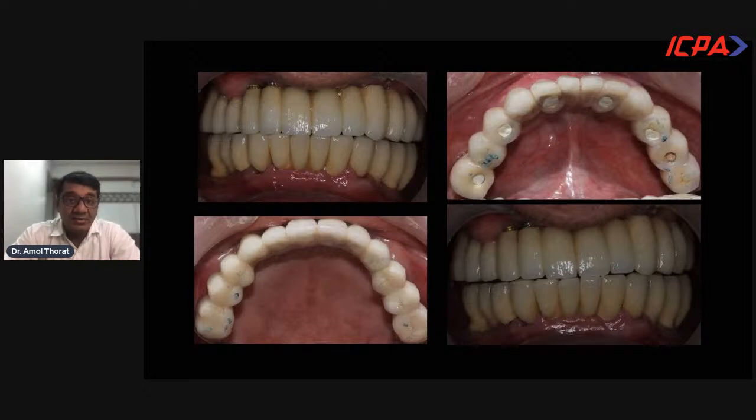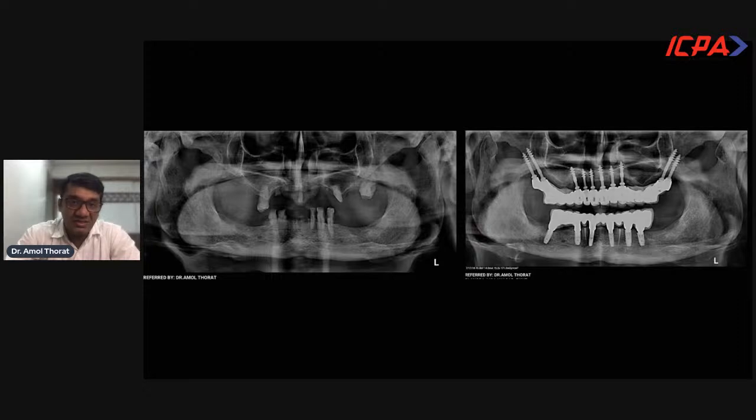What we did for the upper arch, I have not mentioned anything about the upper arch because I did not treat the upper arch. For my very close friend, Dr. Vivek Gaur, who is the master of basal implants, I called him to treat the upper arch, and he obliged. This is where we started from, and this is where we ended. The upper arch was treated with basal implants, 10 of them.